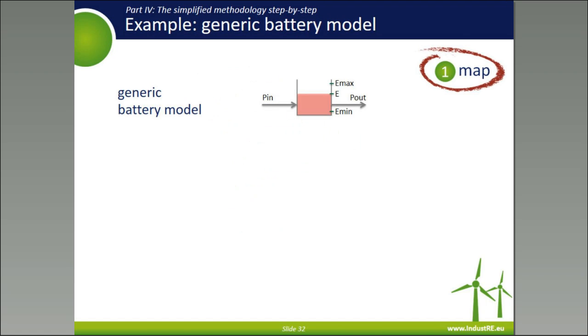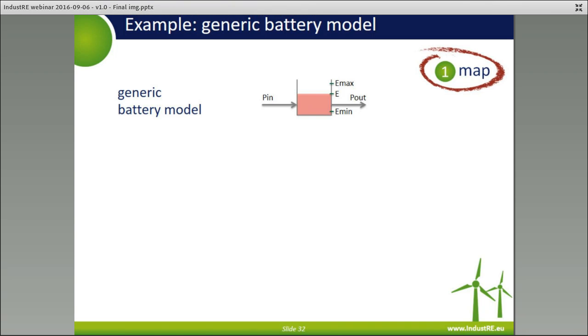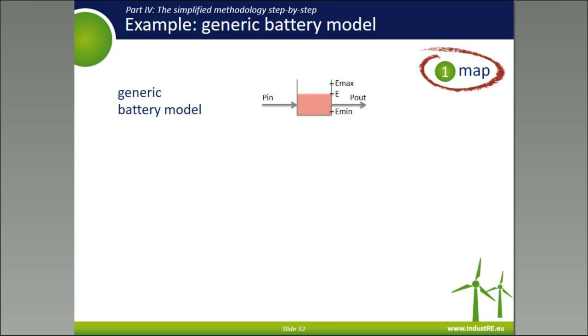What I have drawn on this slide is a very simplistic view of a battery. We call it the generic battery model. Basically, what is a battery? A battery is a box where you can put energy in. So you put power in and the energy level increases. If you take power out, the energy level decreases. Very simplistic, no losses, very fundamental.